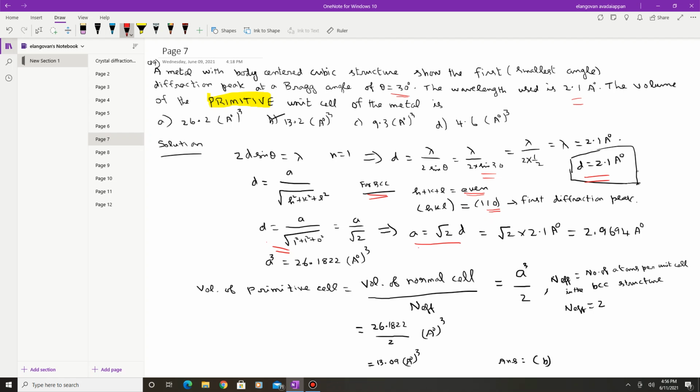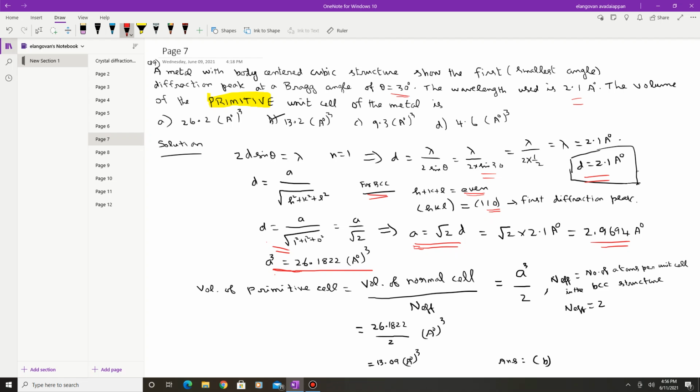So the lattice constant a is square root of 2 times d, and this value is calculated as 2.9694 angstrom. So from d, the lattice constant a can be calculated this way. Now let us find the volume of the cube. Volume of the cube is a cube, which is 2.9694 angstrom whole cube. This is calculated as 26.1822 cubic angstrom.